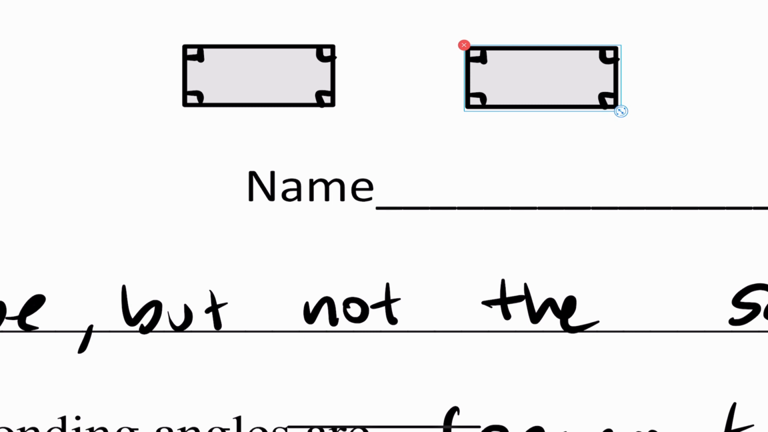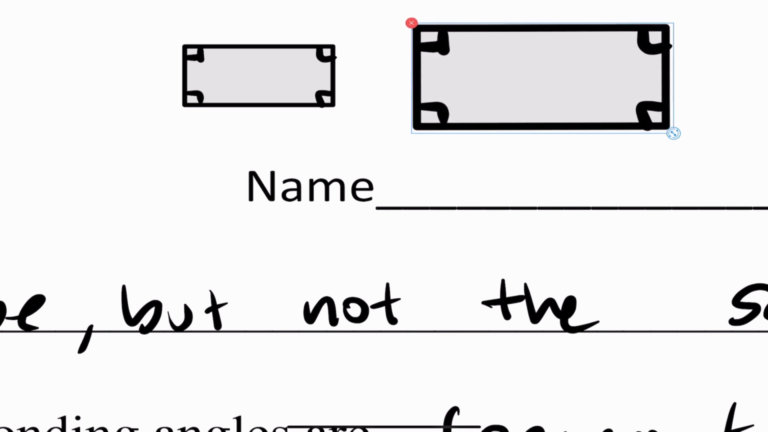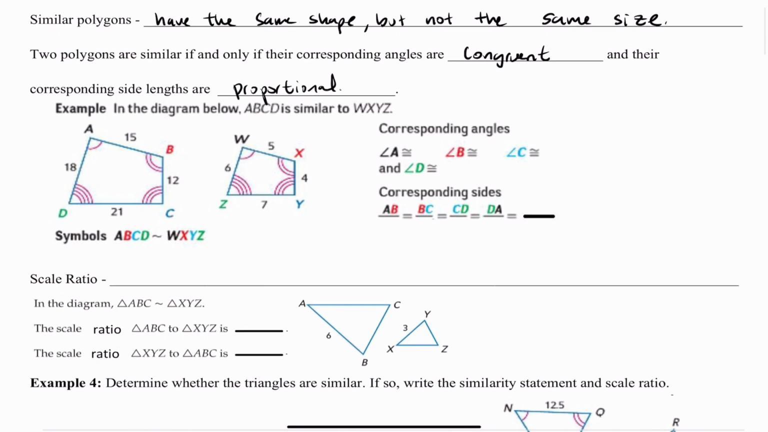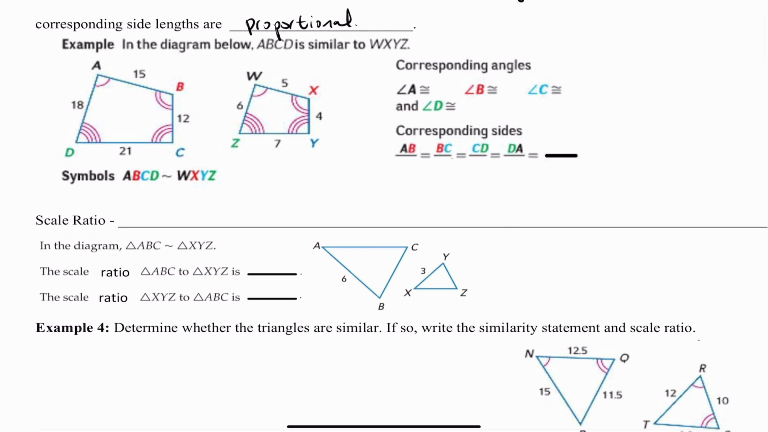Now, if I were to enlarge this figure, well, this figure came directly from this smaller figure. And we know that the angles are the same and the shapes are the same, but the sizes are different. So we say that these figures are similar, okay? So let's go ahead and look at this example here. In the diagram below, ABCD is similar to WXYZ.